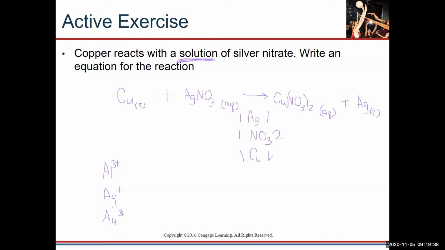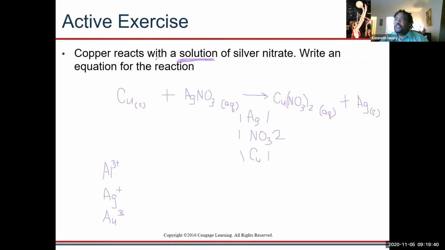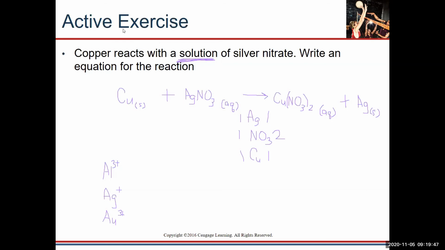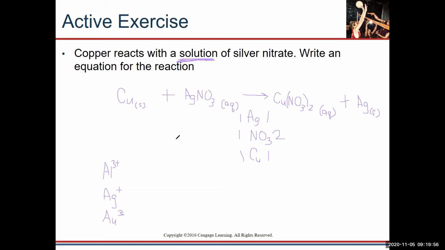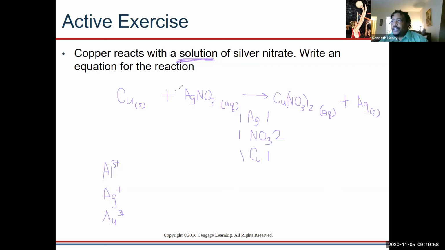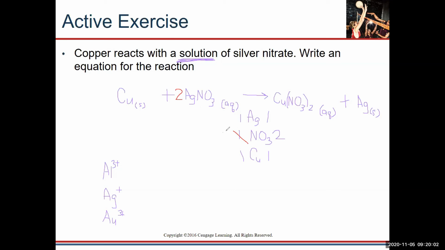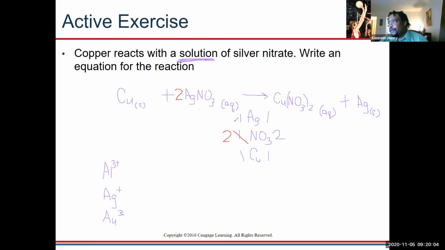1 as well. Okay. So what do I need to do to balance out those nitrates? Double the NO3. Okay, so how would I double my NO3? Double silver nitrate. So I put a 2 in front of the silver nitrate. Yes. So then that would give me 2. And now my silver has 2. So what do I have to do to the other side?